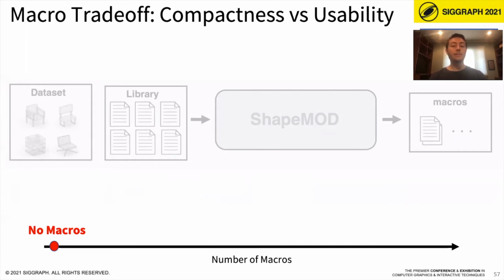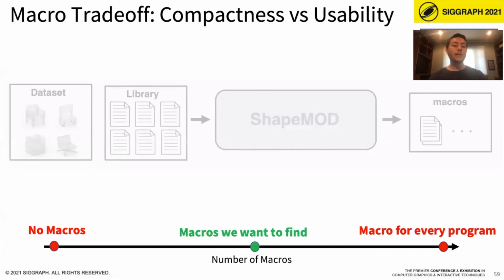but sacrificing program compactness. On the other extreme, a macro function could be created for each program instance in the dataset. This would offer the maximum amount of compression, but each program would become so specialized that editing would become impossible. Our intuition is that good macros balance the trade-offs between these two extremes. We want to find macros that can be applied frequently across a collection of programs, removing parameters that correspond to extraneous degrees of freedom, without removing necessary degrees of freedom that allow for meaningful shape manipulations.